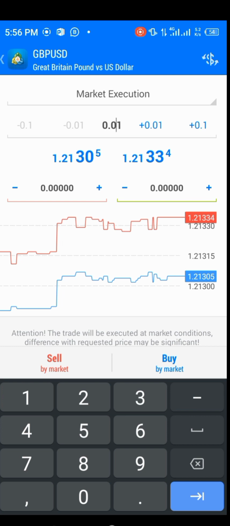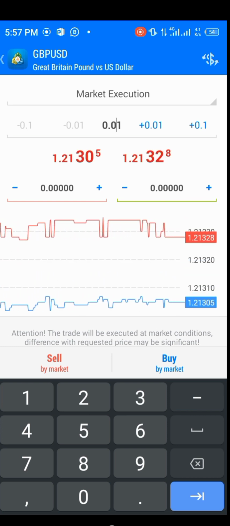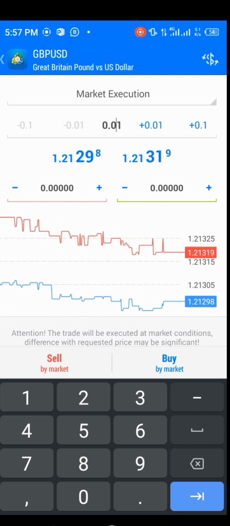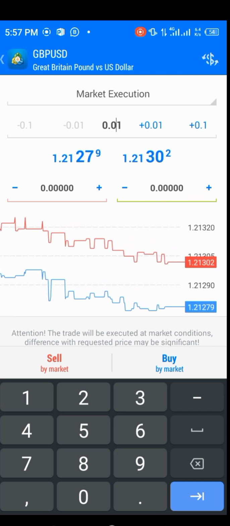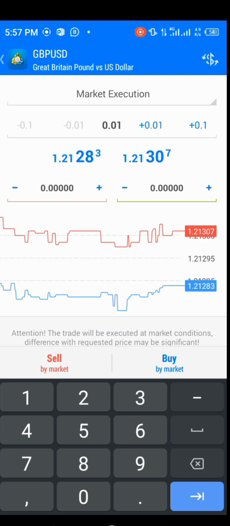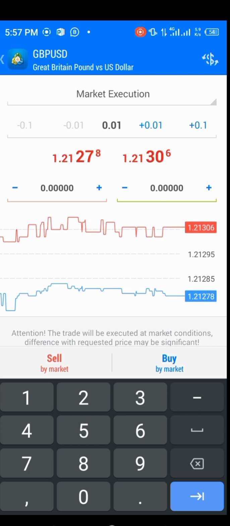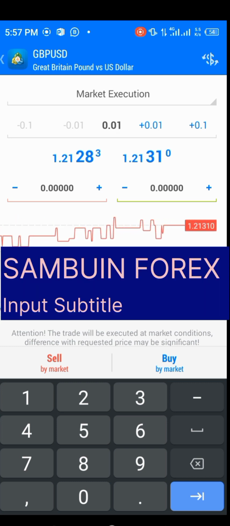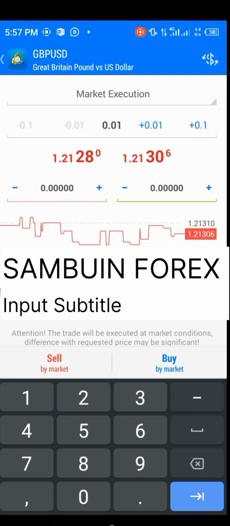I hope you understand. Don't miss the concept. Let me repeat again. It means that for a pip move, if the market moves, for instance, by 1 pip, we are making a profit of $0.1, or we're making a loss of $0.1. We make a profit of $0.1 if the market is in our favor, or in the positive direction that we predicted, and we make a loss of $0.1 if the market is going against our direction.